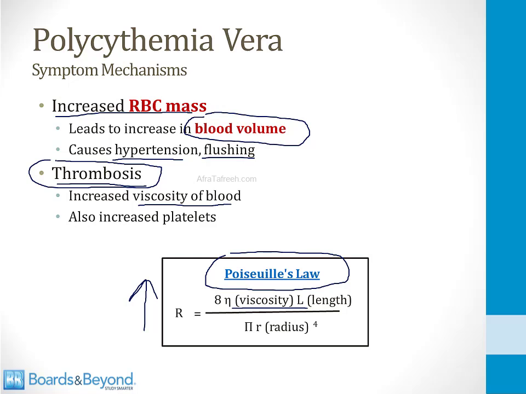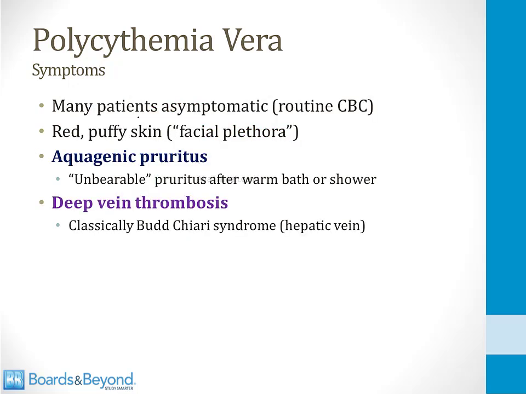In addition, along with the increased red blood cell mass, there is sometimes also an increased platelet count, and this also predisposes to thrombosis. Now that we understand that, we can talk about some of the symptoms of polycythemia vera. First of all, many patients are diagnosed when they are asymptomatic. A routine blood test is performed, and this identifies the presence of increased red blood cells.